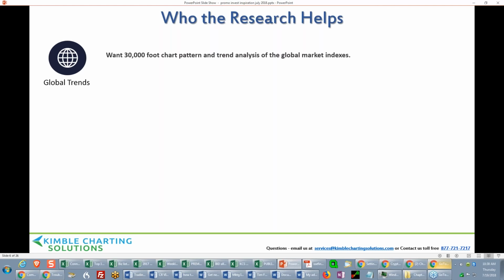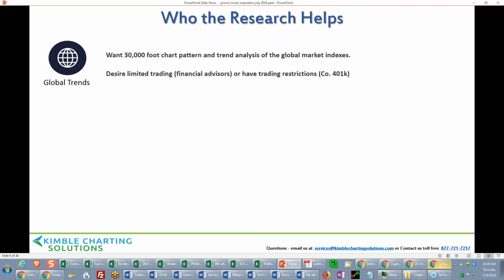And if you're looking for that big picture pattern of the world in the major global indexes, global trends is of great value. And as I said earlier, for those who desire limited trading, like for example, financial advisors or people who simply have restrictions in their plans that don't allow them to trade often, global trends is an excellent solution.